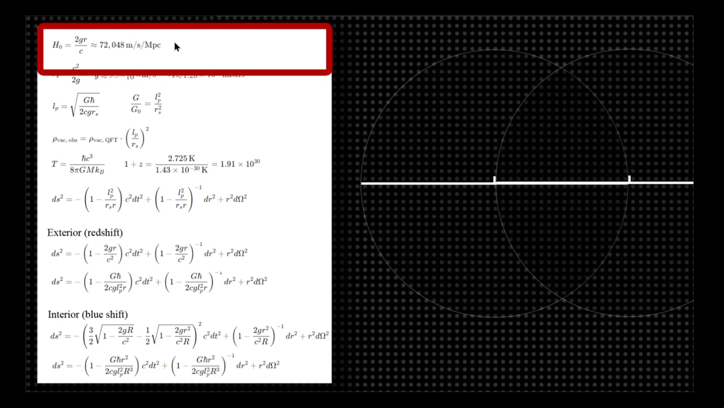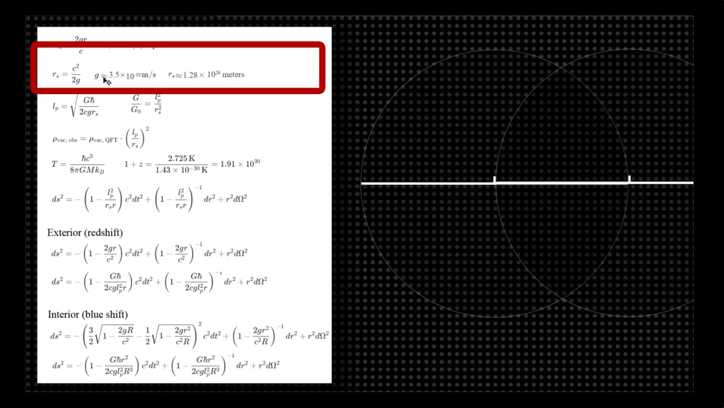You calculate that out. Now, when you do that, you get a uniform gravitational field of 3.5 times 10 to the negative 10 meters per second squared, something like that. And then an observable radius of something like 1.28 times 10 to the 26 meters. It's like 13 billion light years. It's basically the same as everything. My units for the gravitational acceleration are all jacked up, but this is 3.5 times 10 to the negative 10 meters per second squared.